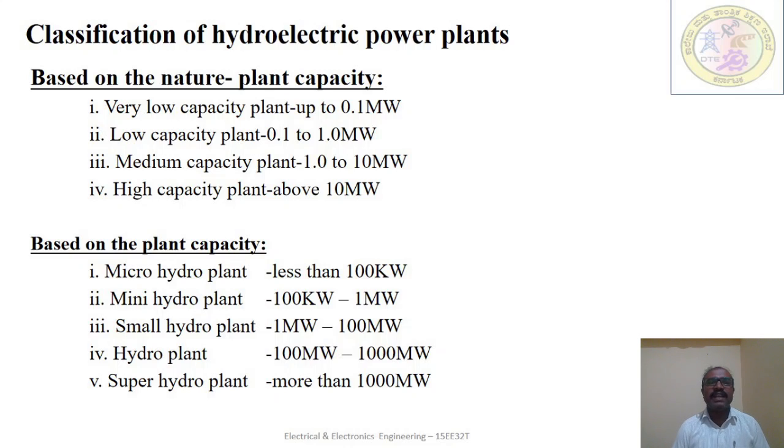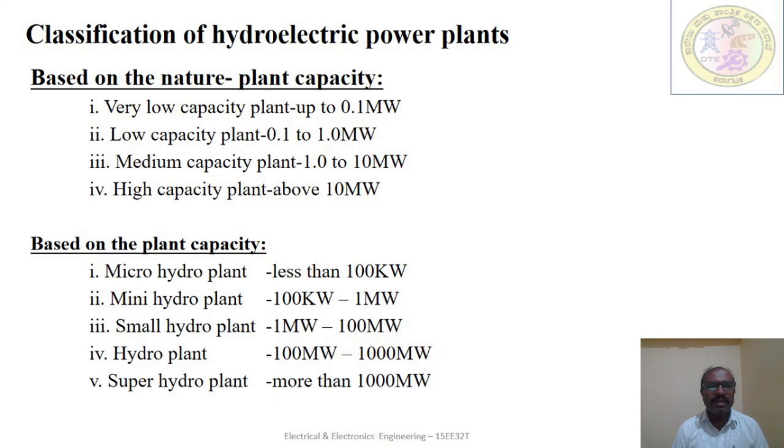Next, we will see the classification of hydroelectric plants. The second type is based on the plant capacity. First one, very low capacity plants, up to 0.1 megawatt. Next, low capacity plants, which is from 0.1 megawatt to 1 megawatt. Third one is medium capacity plants, that is 1 megawatt to 10 megawatt. High capacity plants, that is above 10 megawatt of generation capacity.